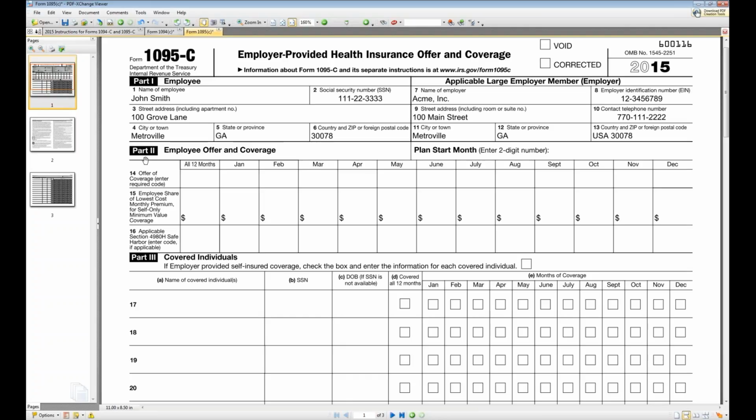Now, one thing, if you look here in Part 2, all the way over here to the right, you'll see plan start month. This is new. This was a new change in the final draft of the form. So every employer is going to list its month. In this example, we've got a calendar year plan, so 01 indicates it's a January renewal. An employer that was July would be 07, or October would be 10.